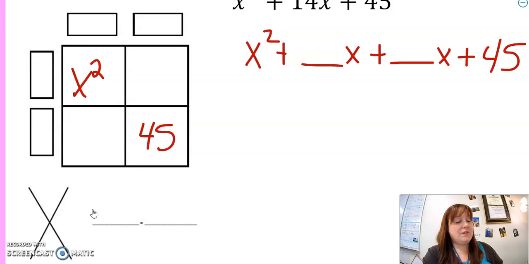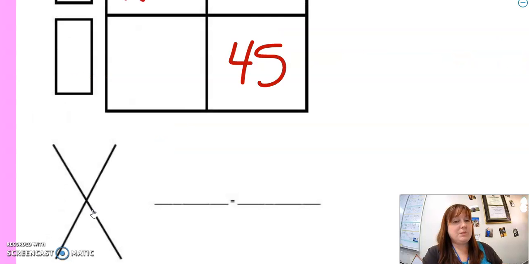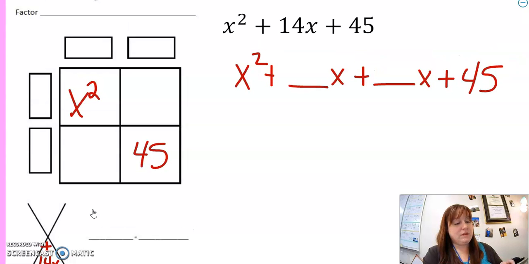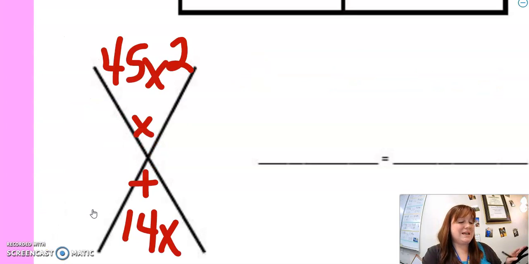And we know that the two numbers in the middle need to add to 14x, and they need to multiply to the same thing as these two multiply to, right? These multiply to the same thing, so that would be 45x squared. So what adds to 14x and multiplies to 45x squared?